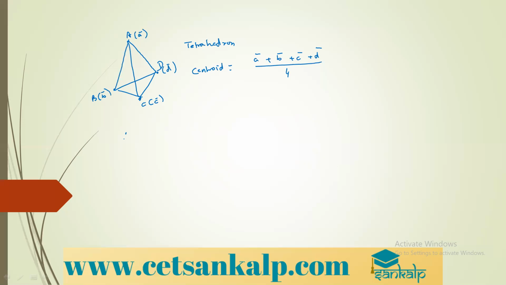Similarly, in a triangle ABC, if position vector of A is A, position vector of B is B, and position vector of C is C, the incenter is given as a into vector A plus b into vector B plus c into vector C by a plus b plus c.